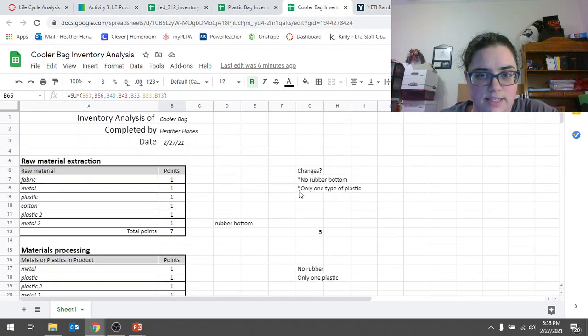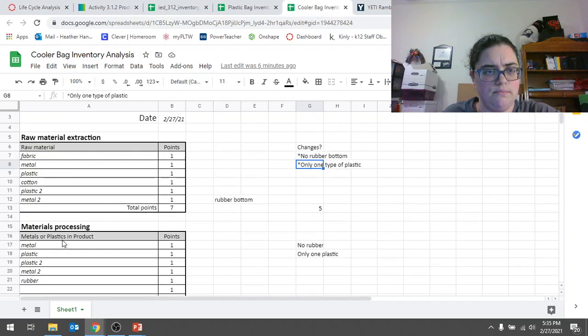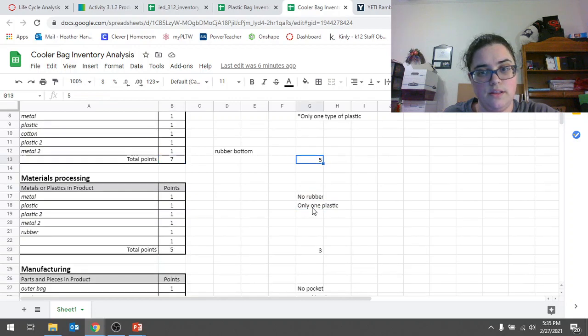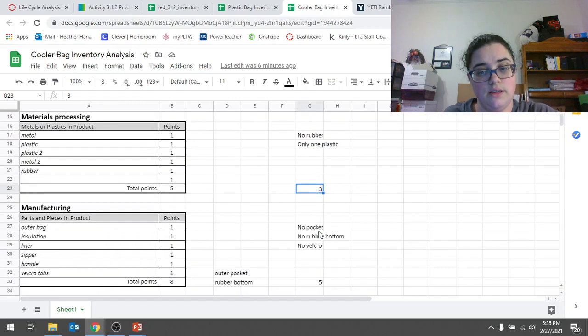And I did one real quick. I listed over here my changes. I said I'm not going to have a rubberized bottom. I don't really need that. It's going to sit in my car. It's going to sit on my kitchen floor, and I'm not going to have it reinforced or anything on the bottom. And I'm only going to use one type of plastic, so I know that I'm not going to have to use that in the processing over here. So there's no rubber, only one plastic. I saved 2 points right there.